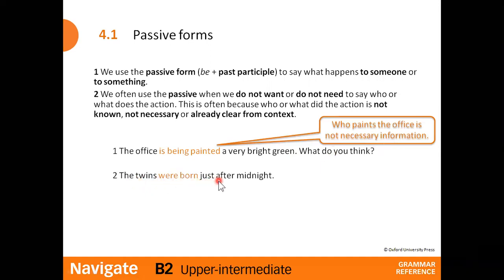The twins were born just after midnight. So twins were born. Here you can see, so past simple it is. And who the twins are is clear in the text, in the context.